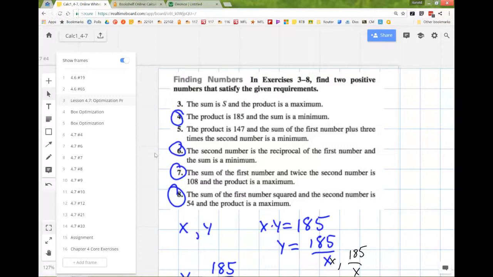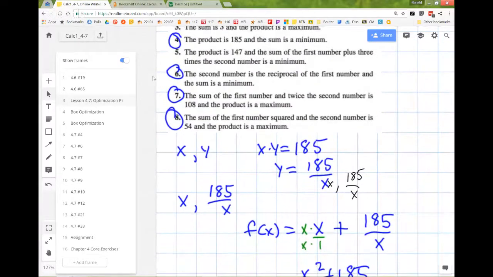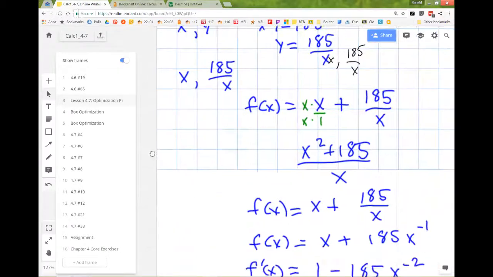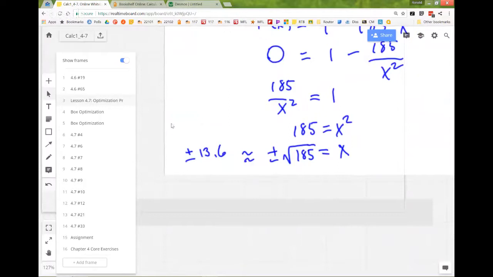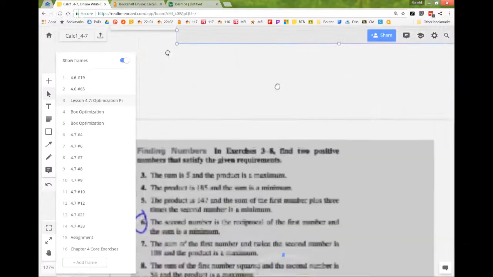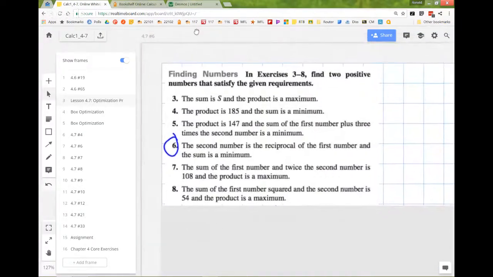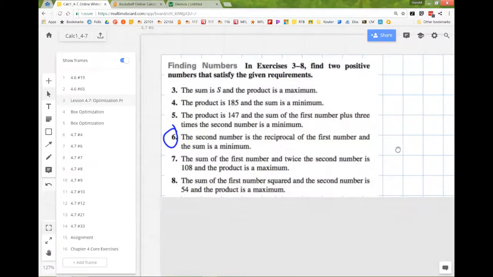Okay, so, all right. Any questions on that? All right, let's go to another one. We'll go to number 6. The second number is the reciprocal of the first number, and the sum is a minimum. Okay, so that shouldn't be too hard.